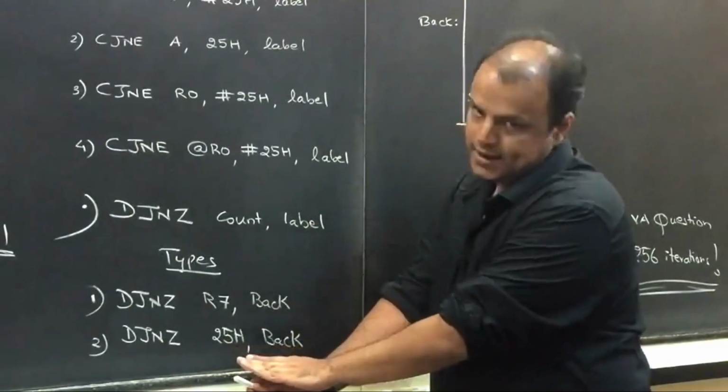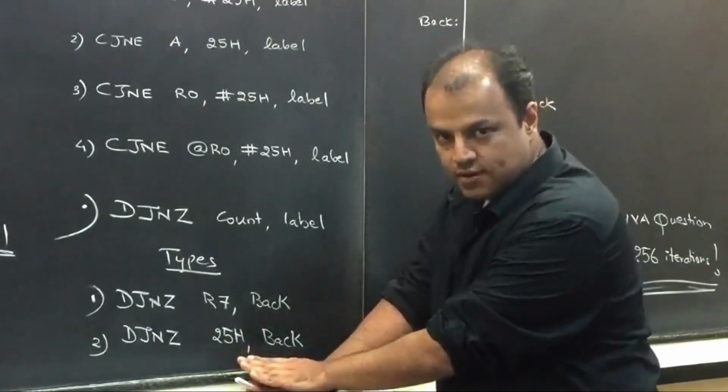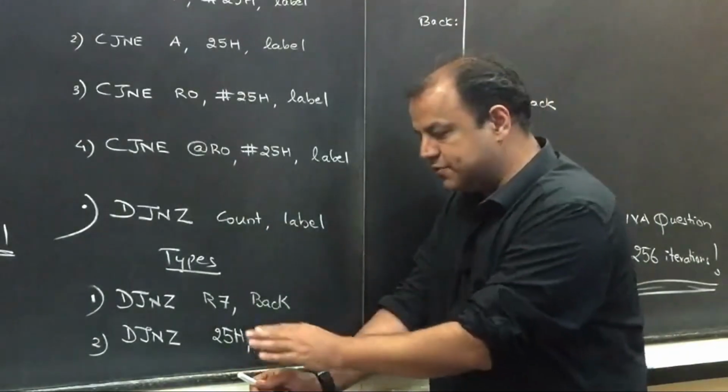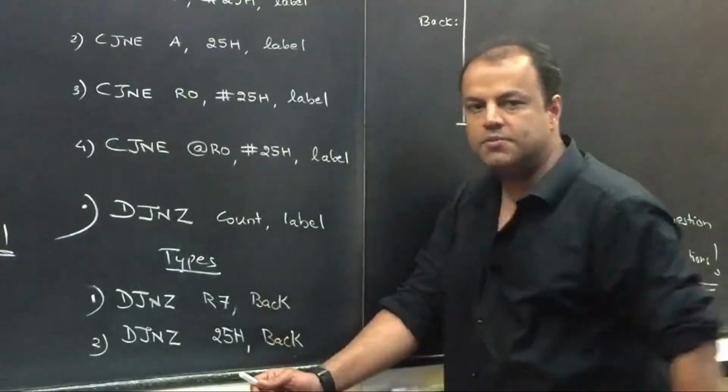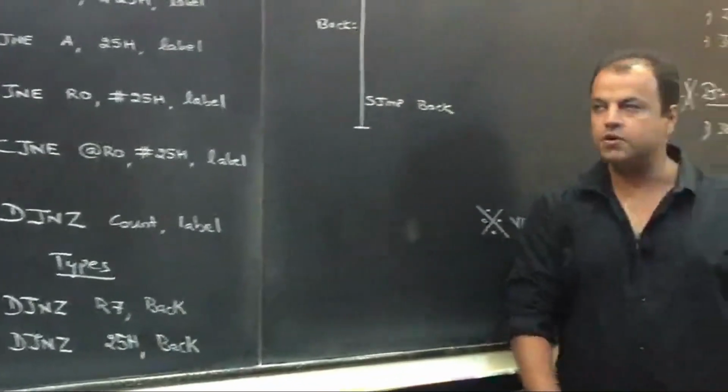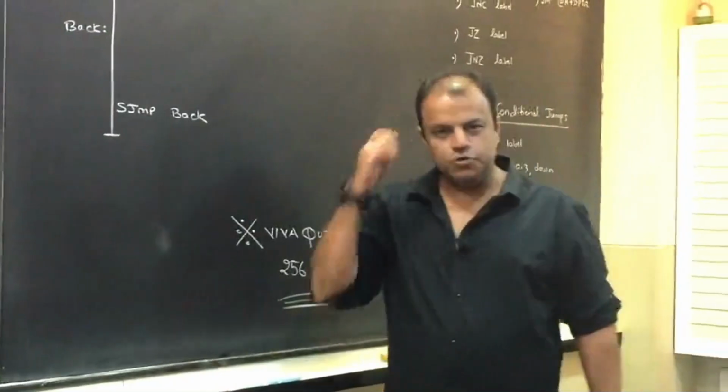It will be used when your registers are over, but they never are over. There are so many registers. This is very popular. You keep your count in some register and go on decrementing it till the time the register becomes 0. Now, since we talk about loops, I'm going to show you how to create a loop.